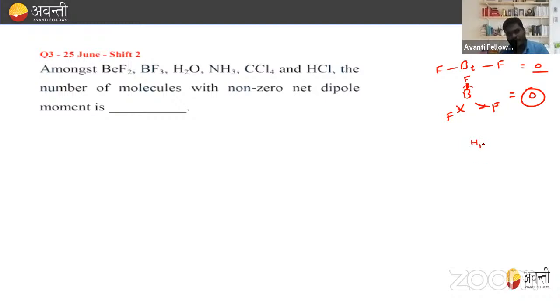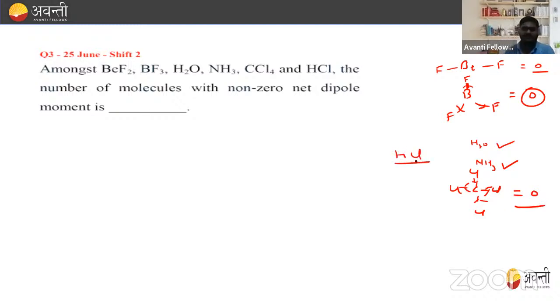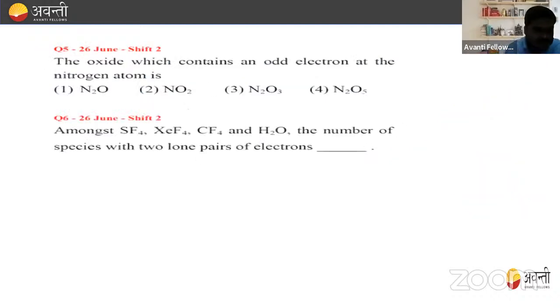H2 having dipole moment. Now NH3 also has a dipole moment. CCl4 is symmetric, all the bonds cancel out each other, so it has zero dipole moment. HCl also has a dipole moment. So how many have a non-zero dipole moment? That is HCl, NH3, and H2, which is 3. So the answer is 3. Next, move to the next question.